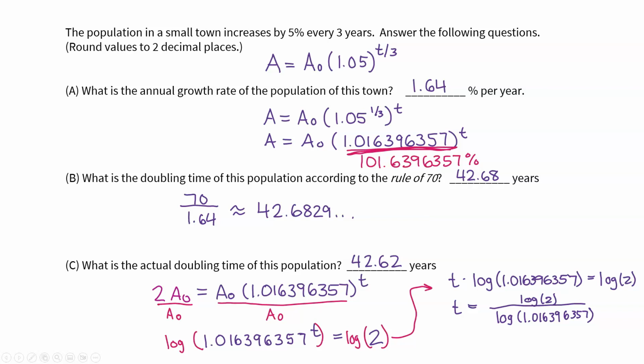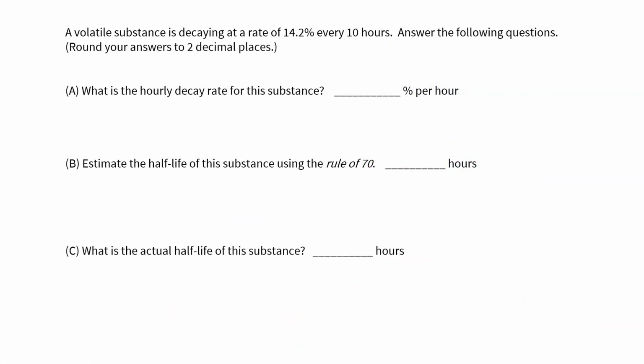Looking at the situation here, and oftentimes with decaying, the rule of 70 and the actual half-life usually have a little bit more of a difference, because you're getting smaller each time, and as a result of getting smaller each time, you have smaller amounts to work with, and that can make a slight difference in how things are calculated. But you have a volatile substance decaying at a rate of 14.2% every 10 hours.